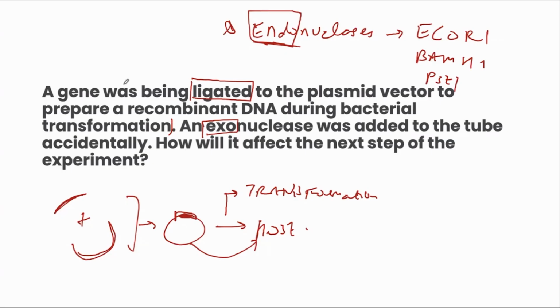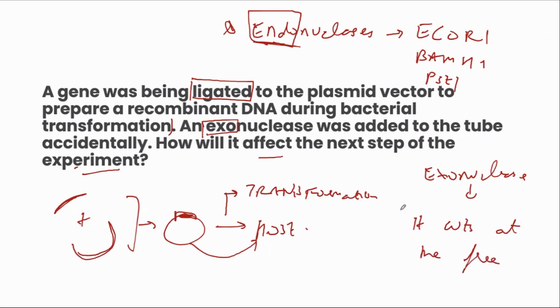Now they are saying that the gene is being ligated to a plasmid vector to prepare recombinant DNA during bacterial transformation. But instead of endonuclease, an exonuclease was added to the tube accidentally. How will it affect the next step? They have added an exonuclease, and now they are asking how it will affect. Basically, there will be no effect on the experiment, because one property of exonuclease is that it cuts at the free ends of DNA, that is, at the 5' end and 3' end.